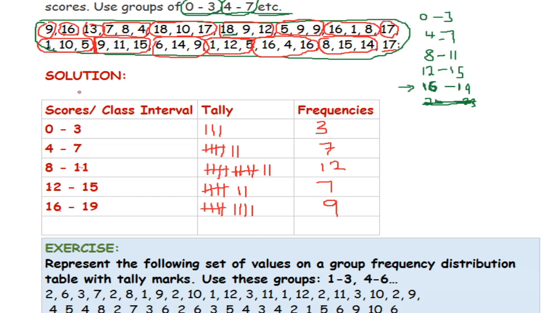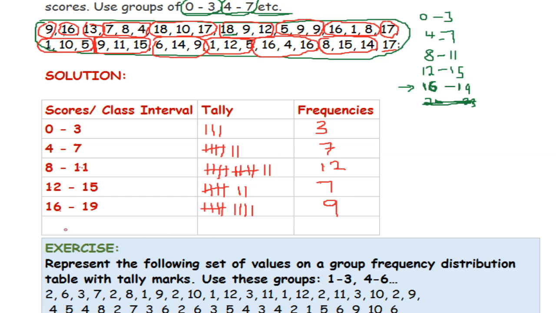So now I've been able to discover the number of students who score marks in various ranges or intervals. Students that score between 0 and 3 are 3 in number. Students that score between 4 and 7 marks are 7 in number. Students that score between 8 and 11 marks are 12 in number. Students that score between 12 and 15 marks are 7 in number. Students that scored between 16 and 19 marks are 9 in number.